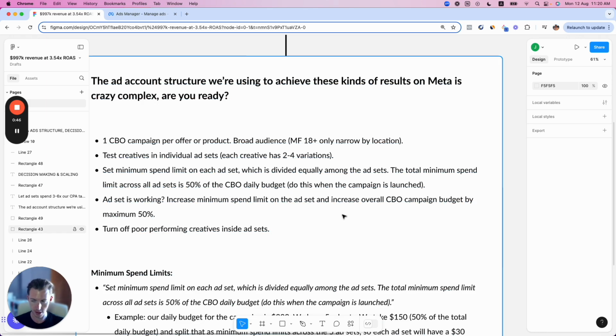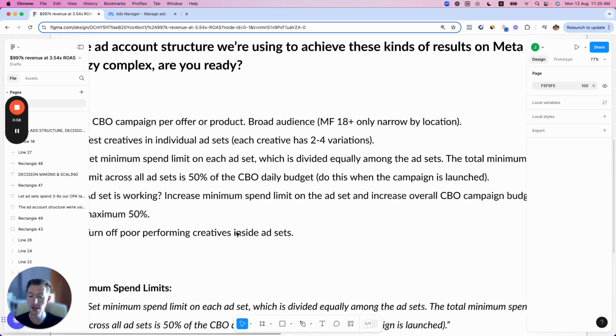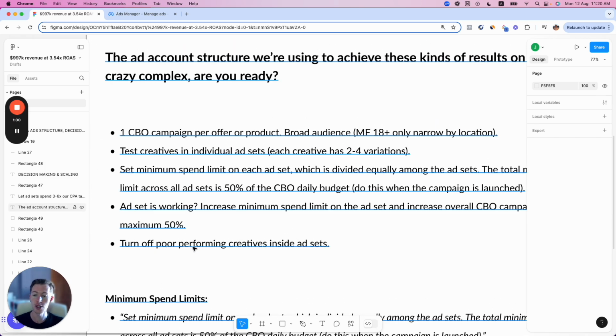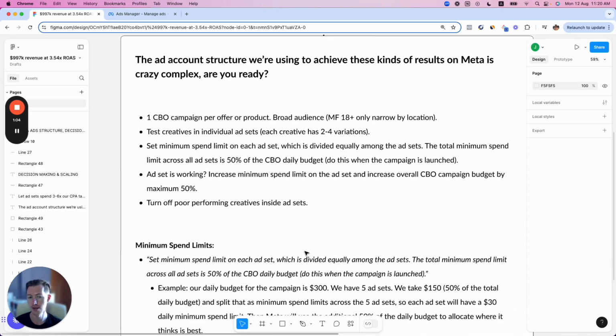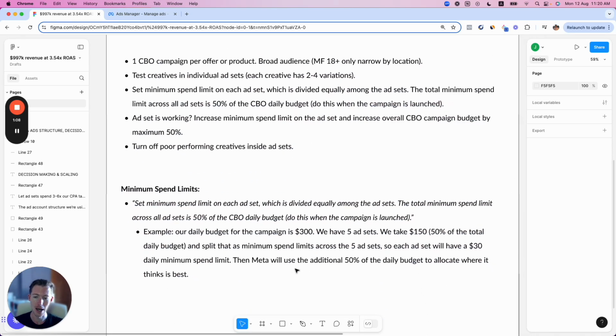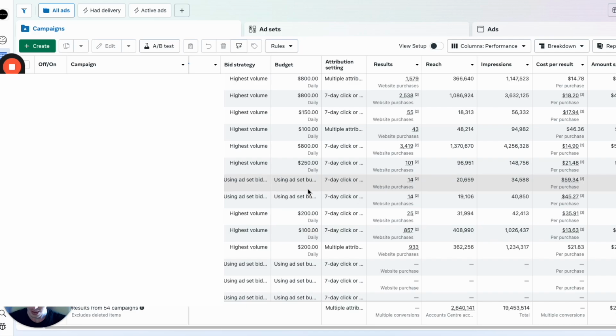I'm going to explain this in a little bit. We do this when the campaign is launched. If an ad set is working, we simply increase the spend in that minimum spend limit on the ad set and increase the overall CBO campaign budget by a maximum of 50% every 2 days. And we turn off poorly performing creatives inside ad sets. So, crazy complex, right? It's actually really, really simple. And I'm going to show you just a visual of this as well in the Ads Manager.